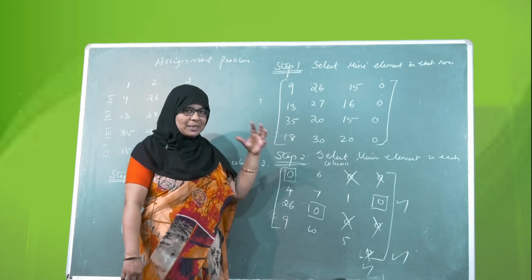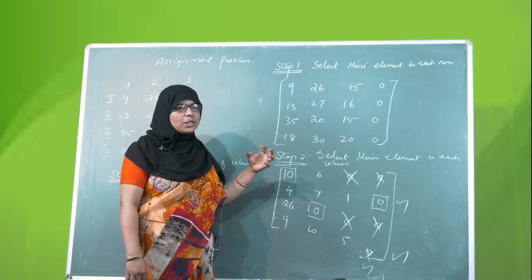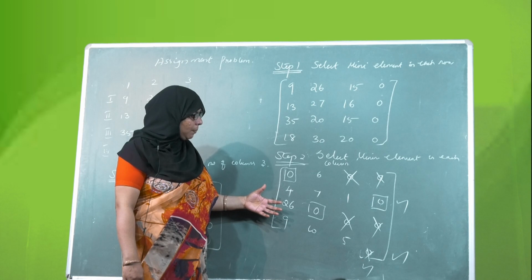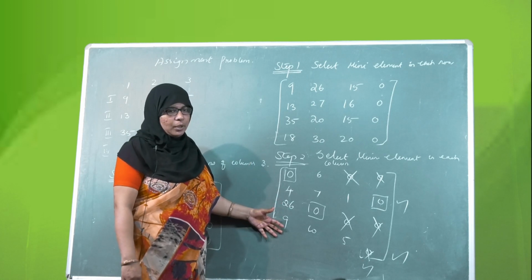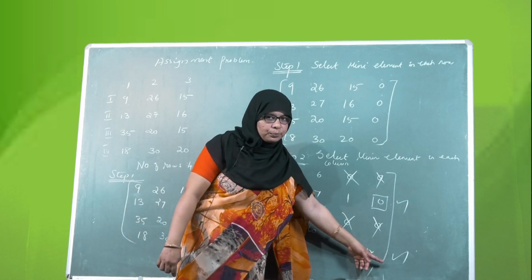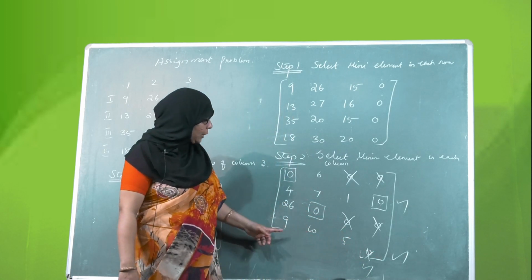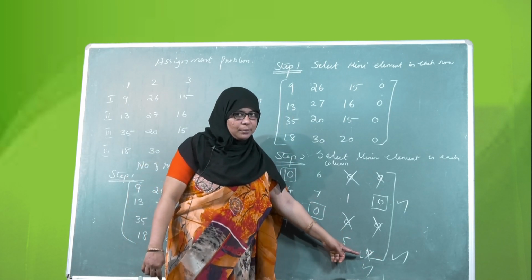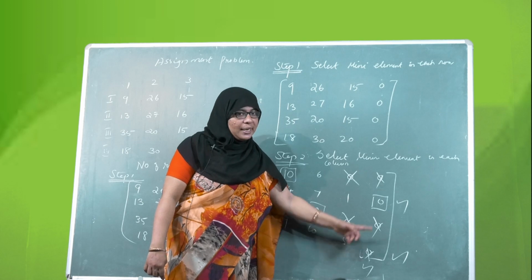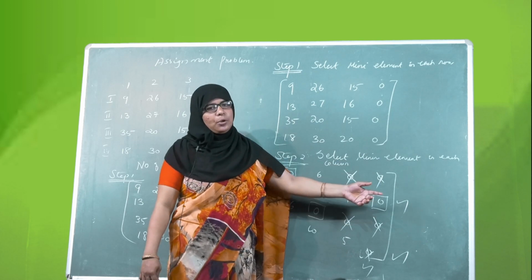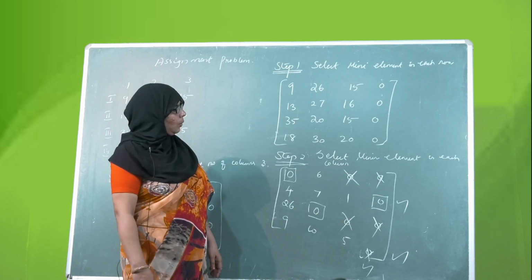First of all, you have to see which row the zero is not allocated. You have to select that row. Immediately you see the zero must be crossed. So, you select that column. In this column, zero must be allocated. You select that row. Okay.